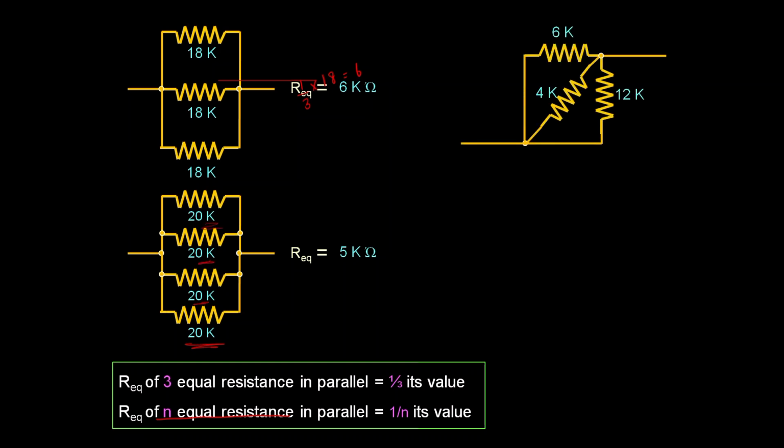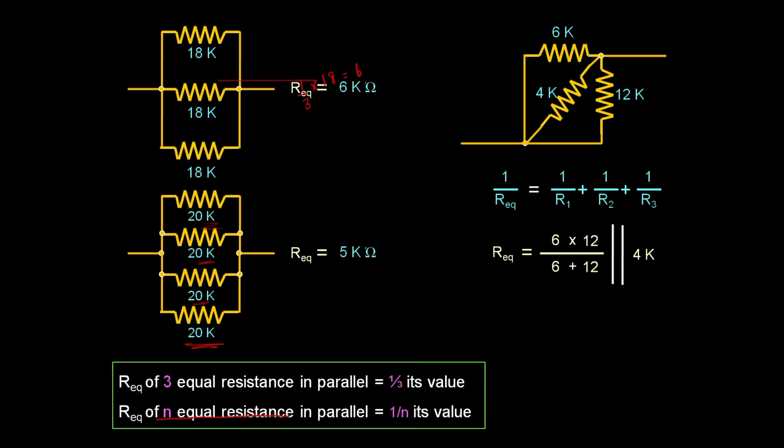See this, how will you solve this? This is also parallel, so 1 by 6 plus 1 by 4 plus, or else you can take any two resistances. So 6 and 12 first in parallel, then in parallel with 4K. So that's it.